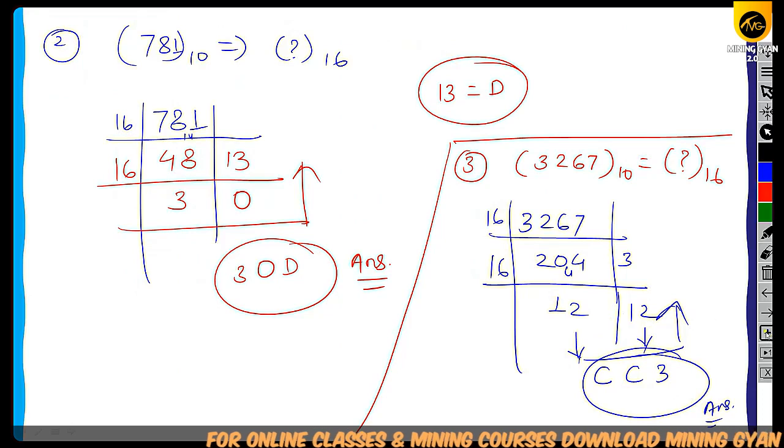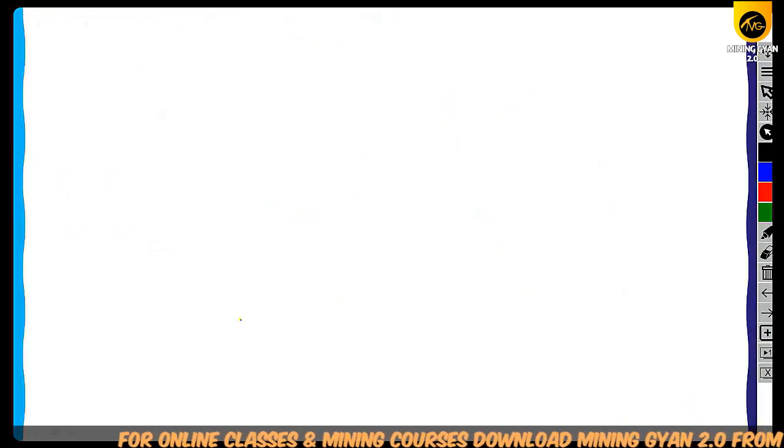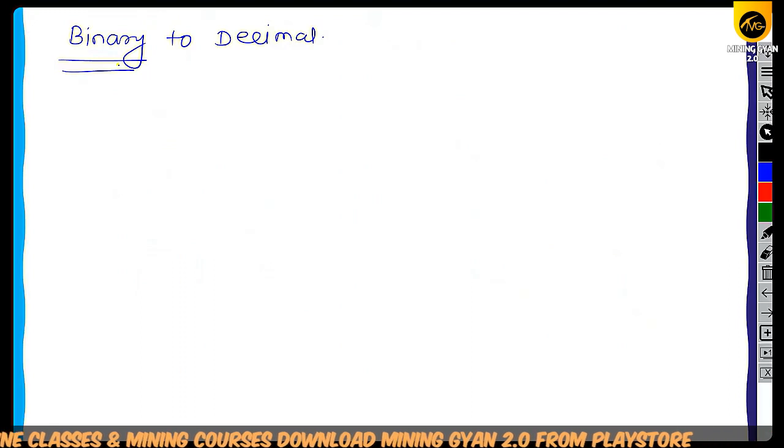Okay, so suppose the first condition is if you want to convert any binary number into a decimal number. Suppose binary to decimal number. So the division method is applicable to converting decimal into any kind of number system. But to convert any kind of number system into decimal, we have to follow the multiplication method.